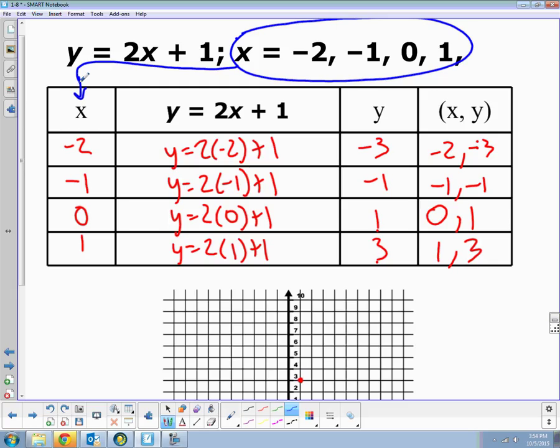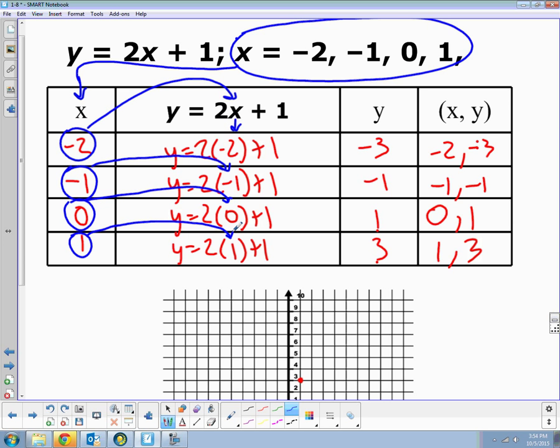The middle column, it says that y equals 2x plus 1. That's what it says there. So it's y equals 2 times x plus 1. Well, if x is -2, I just replace x with -2. That's where I got this one. And it says x is -1, so I replace x with -1. And this is x is 0, so I replace x with 0. And that says x is 1, so I replace x with 1.